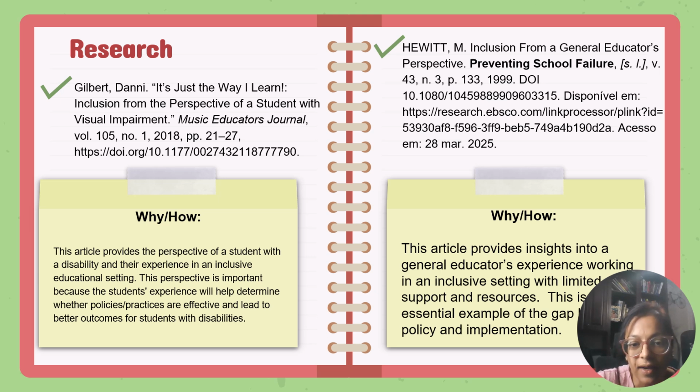The next article that I did for my research was Inclusion from a General Educator's Perspective, Preventing School Failure. This was important because I have my research and information and knowledge from a special educator, but I also want to hear from a gen ed teacher and the barriers and struggles that they face with inclusion in their classroom.